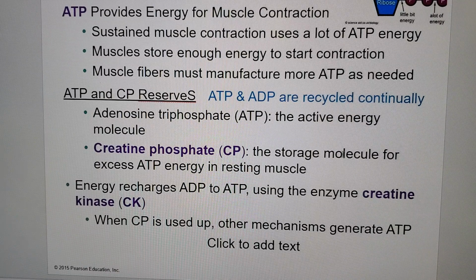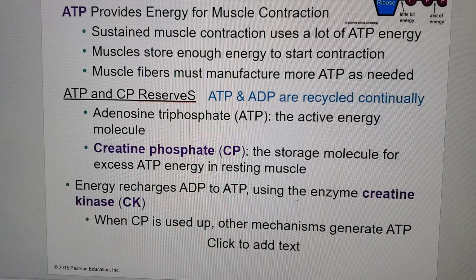You want to know what creatine phosphate is. Everybody knows what it is. Energy recharges ADP to ATP. It's recycled, and it's going to use the enzyme creatine kinase, CK, to do that. So you want to know what creatine kinase is also.